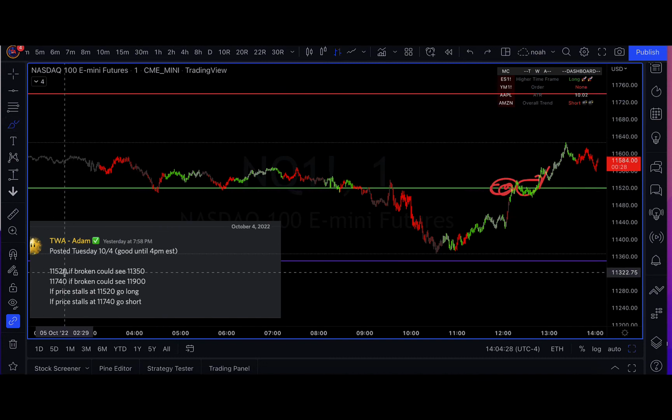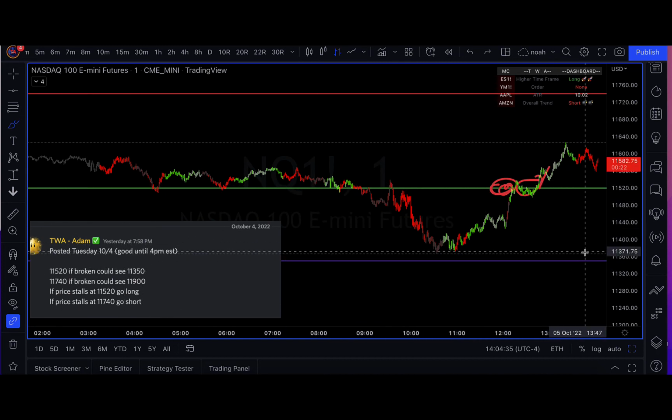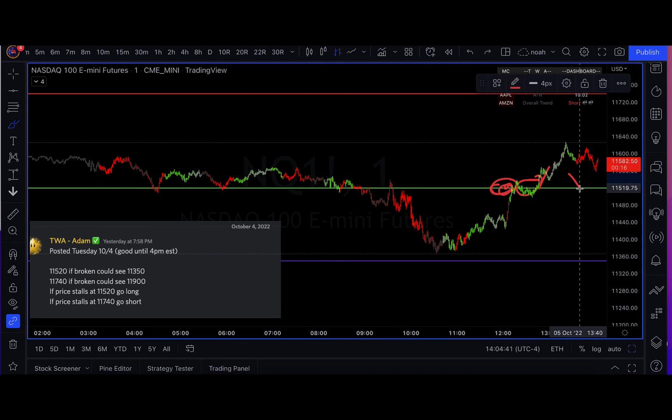All right, 11,520. If broken, could see 11,350. We haven't seen 11,350 yet. It could break underneath again. We short it, and we look to take profit here. It could come down, touch this level, and head back up. Well, if it does, that's a stall play, and we go ahead and we go long. If not, we should already be in this trade.